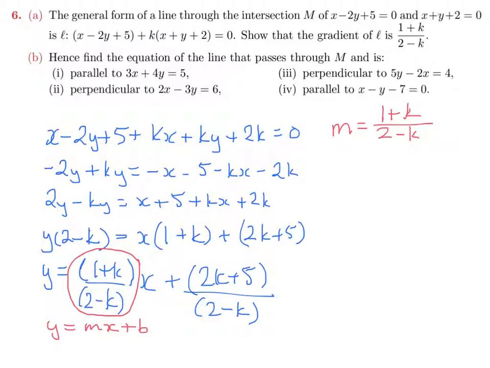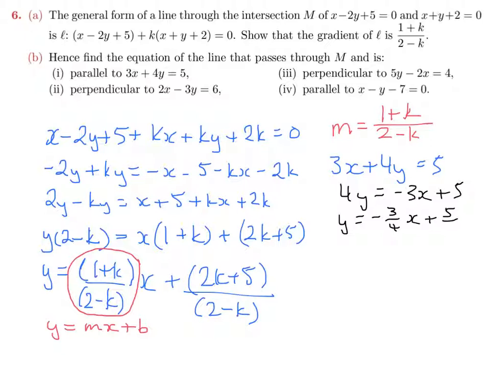We want the equation of the line that passes through M and is parallel to 3x plus 4y equals 5. Now, if we've got 3x plus 4y equals 5, we need to find the gradient. So, we have 4y equals minus 3x plus 5, which means y equals minus 3 quarters x plus 5 quarters. Therefore, the gradient of the line is minus 3 quarters. But we already know the gradient of the line is (1 plus k) over (2 minus k). So, we have (1 plus k) over (2 minus k) equals minus 3 quarters.